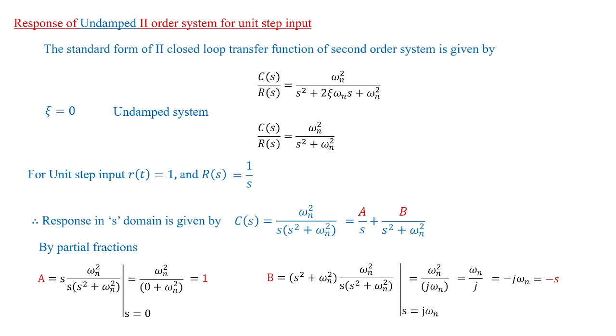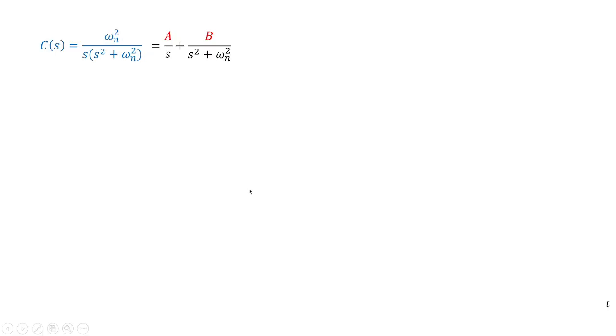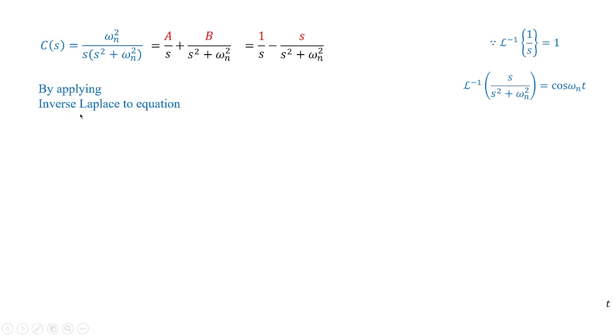Now once a and b are obtained, we substitute in the transfer function of frequency domain, which is 1 by s minus s by s square plus omega n square. What we need to keep in mind is that we should know the Laplace transform and inverse Laplace transform. Inverse Laplace transform of 1 by s is equal to 1, and inverse Laplace transform of s by s square plus omega n square is equal to cos omega n t. Now by applying inverse Laplace, we get c of t to be 1 minus cos omega n t. Now we got the output response.